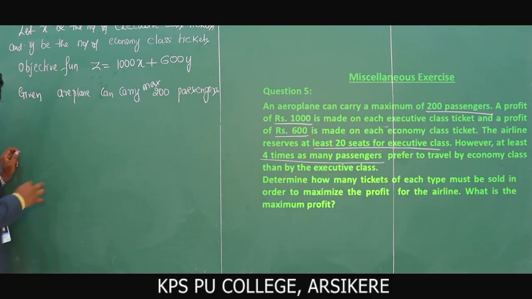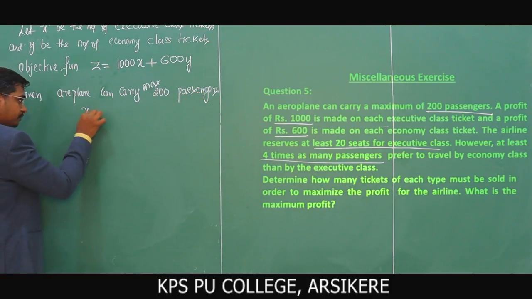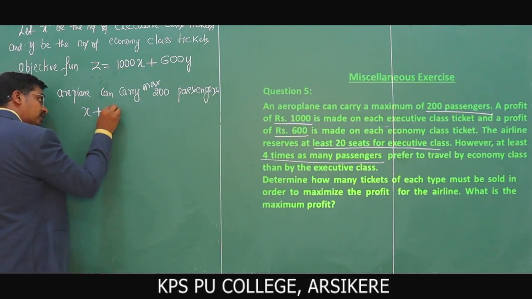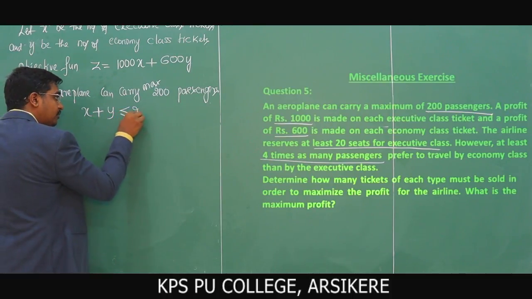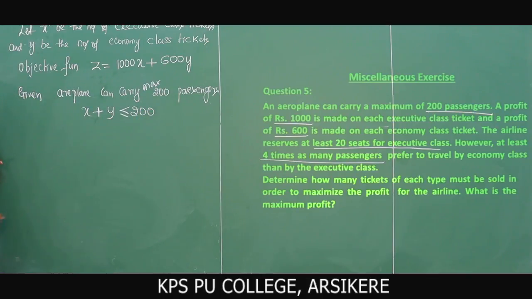So when you convert to mathematical form, what happens here? x is for executive class and y for economy class. The total number of passengers cannot exceed 200. That becomes x plus y less than or equal to 200.